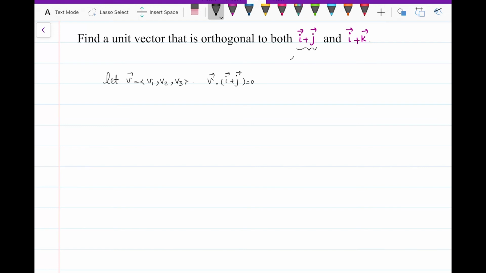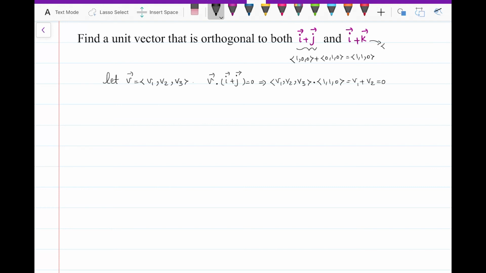Okay, so what is i plus j? i is 1, 0, 0, plus j is 0, 1, 0. So i plus j is 1, 1, 0. Therefore, I have v1, v2, v3 dot product with 1, 1, 0, and I get v1 times 1 plus v2 times 1 plus v3 times 0. So I get this one equals to 0.